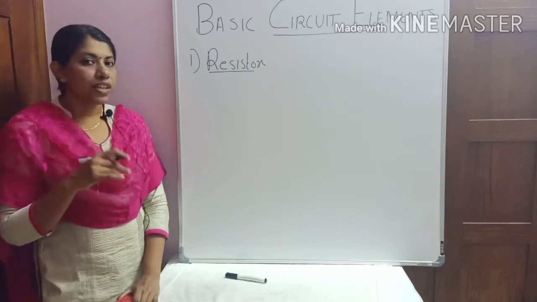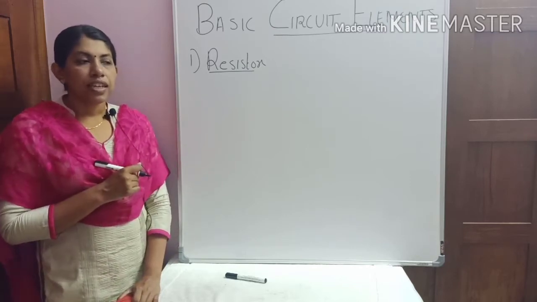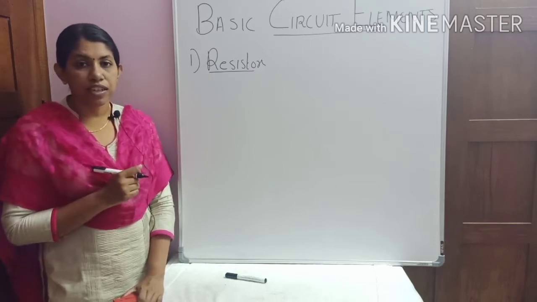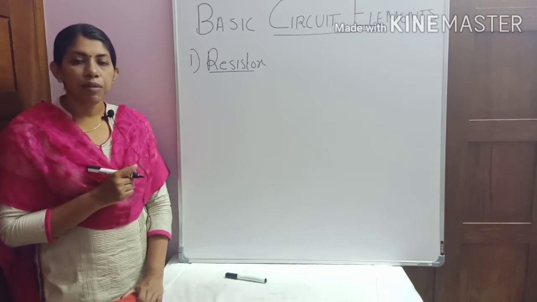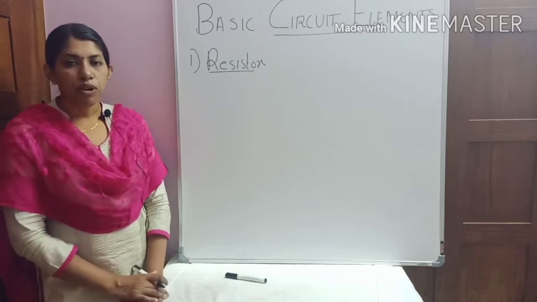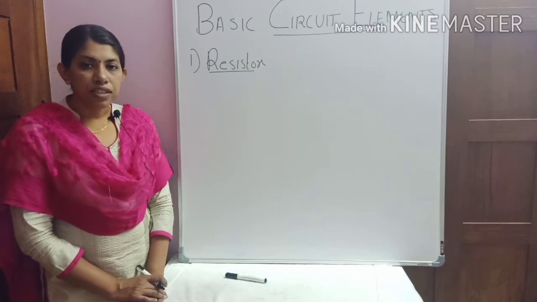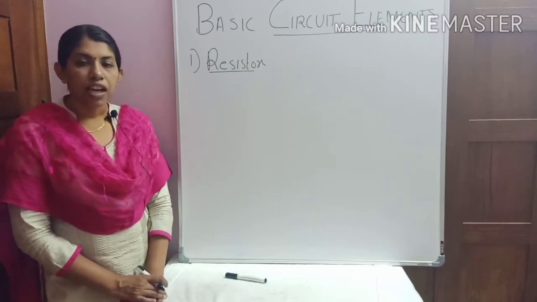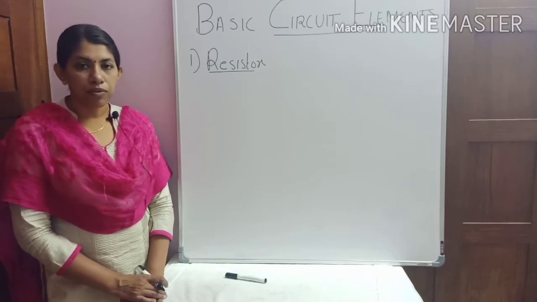So imagine you are having a conducting material in your hand, and you know that conducting material has a large number of electrons inside it. So when we apply a voltage from an external source to this conducting material, what will happen? The electrons inside the conducting material start moving in a particular direction according to the polarity of the applied voltage.